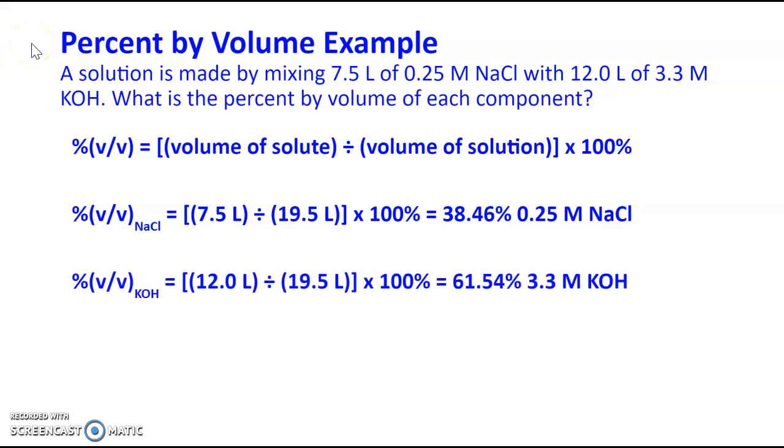We'll do the same thing for the potassium hydroxide. There's 12 liters of potassium hydroxide divided by 19.5 liters of total solution times the 100 gives us 61.54%, 3.3 molar potassium hydroxide. So over half of the solution contains 3.3 molar potassium hydroxide. Something I'd like to point out at this particular juncture is that these two percentages add up to 100. That makes sense because we're adding two solutions to make one solution, which means that they should account for 100% of the final solution.